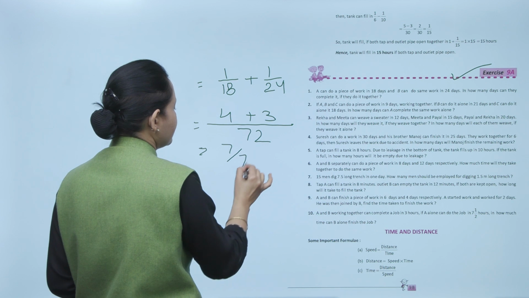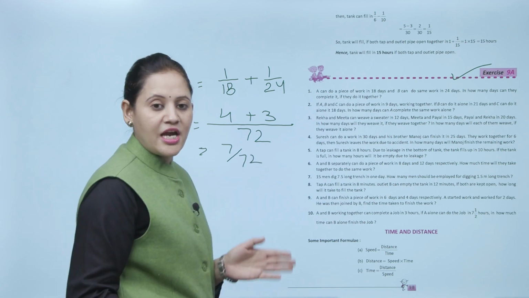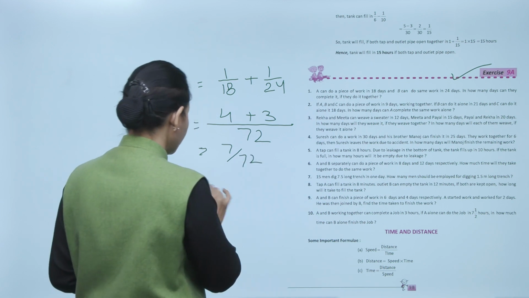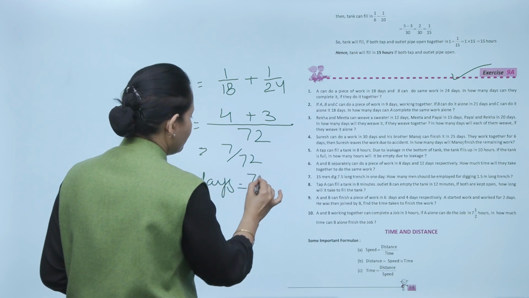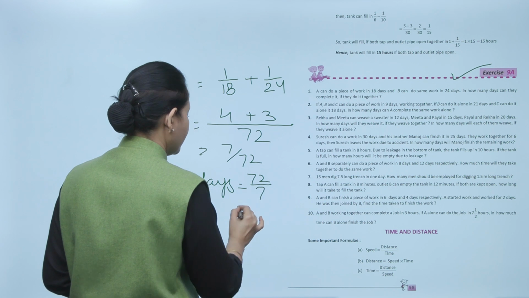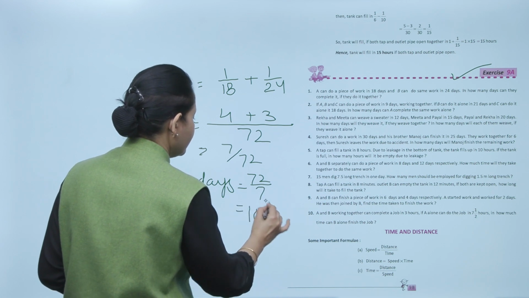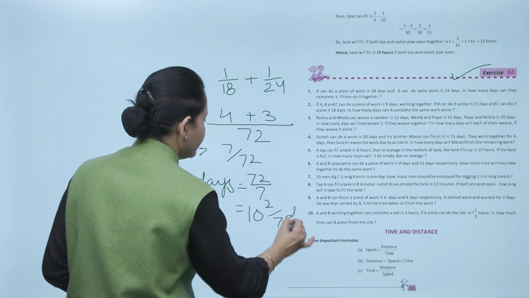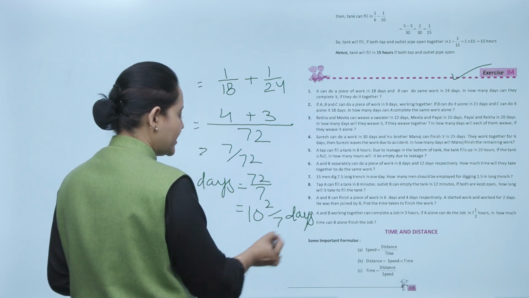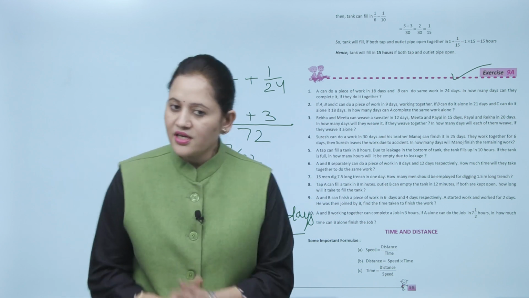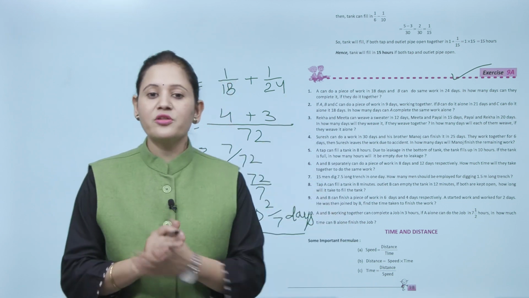7 upon 72 is the work per day. Now we have to find the number of days, so we will reverse it. Number of days will be 72 upon 7, that is 10 2/7 days. If both work together, they will complete the work in 10 2/7 days. Clear? You have to practice all the questions.